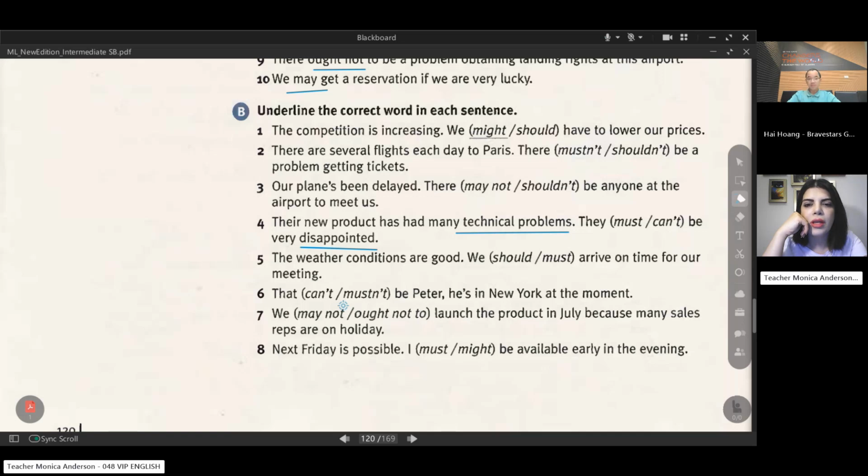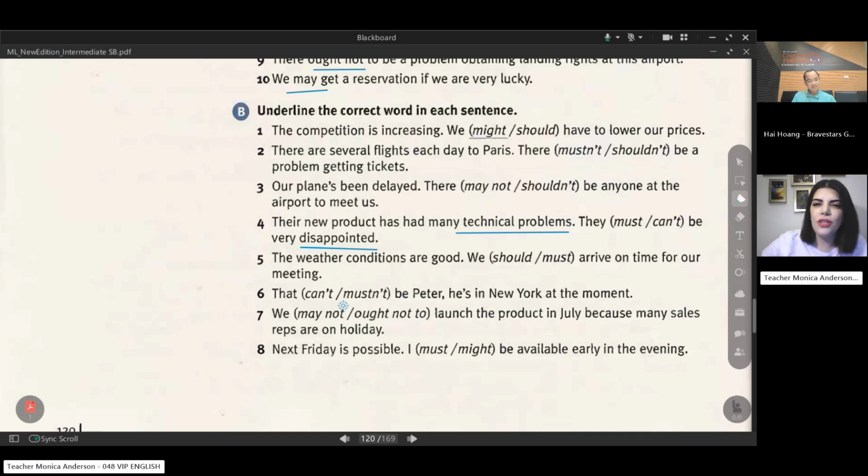Must. Next Friday is possible. As possible, I must be, no, I might be available. Of course. Because again, in the first sentence, it's only 100, right? Yeah, it might be 50 to 80%.